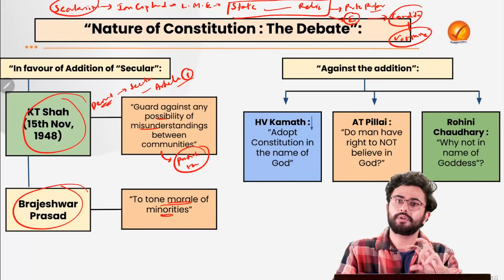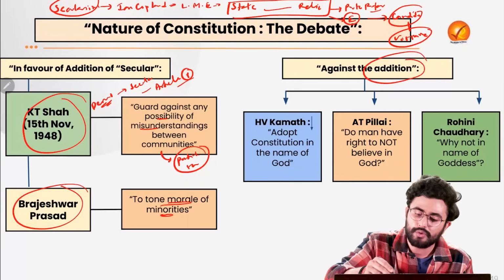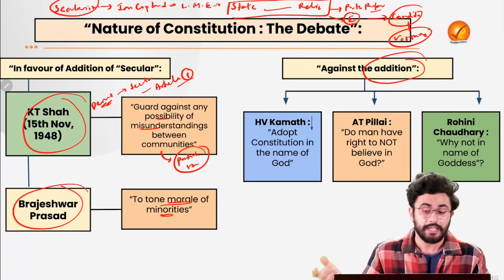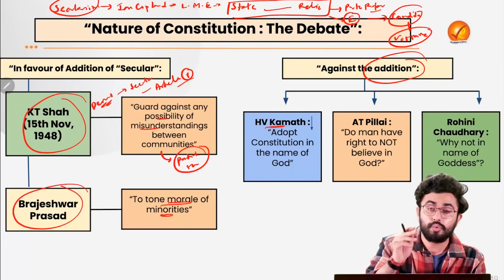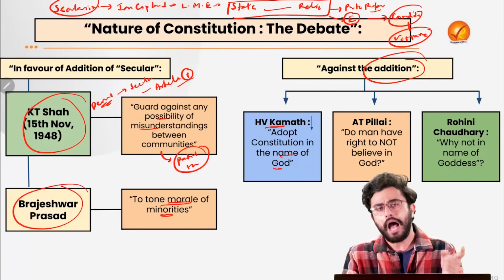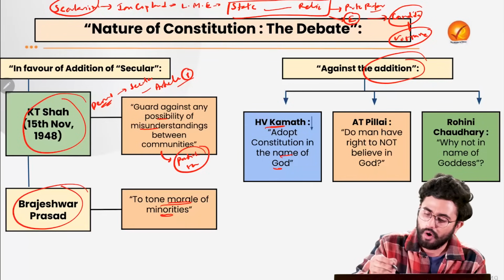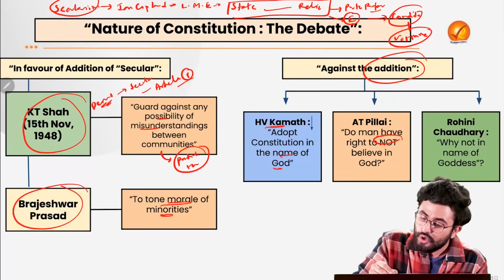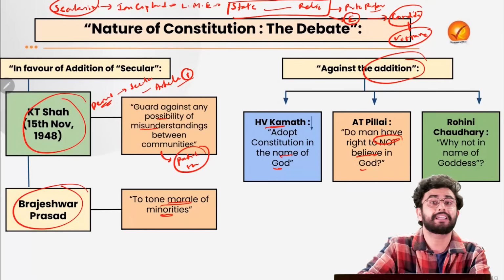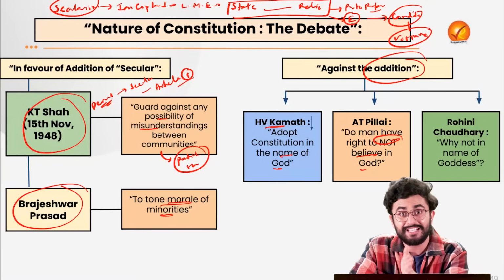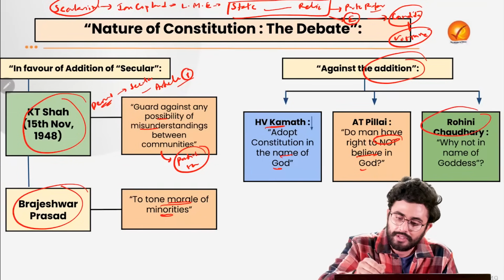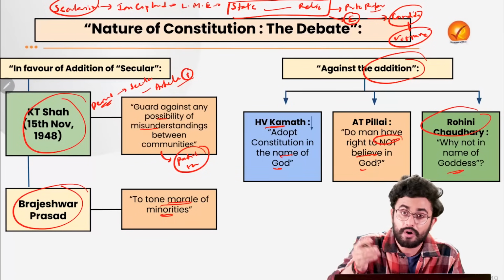However, there were several people who argued against such inclusion of secular. Rather, they emphasized the religious cultural heritage of our country, such as H.V. Kamath, who said that we shall adopt the constitution in the name of God himself. To which A.T. Pillai argued, does a man not have the right to not believe in God in the first place? You can also recall the quote of K. Kalappan, who said that no God, no religion, no caste for mankind. So there was that argument as well. Then Rohini Chaudhary had a much wittier reply where she said, why not in the name of goddess we shall adopt the constitution.